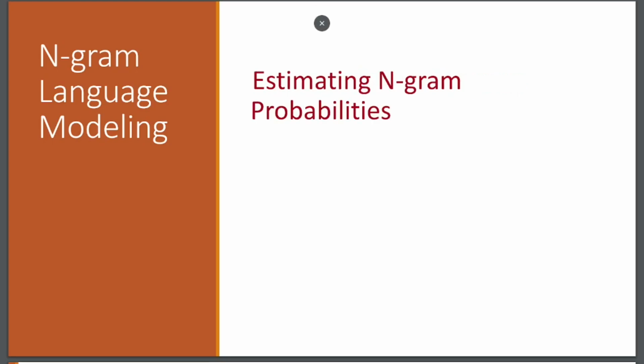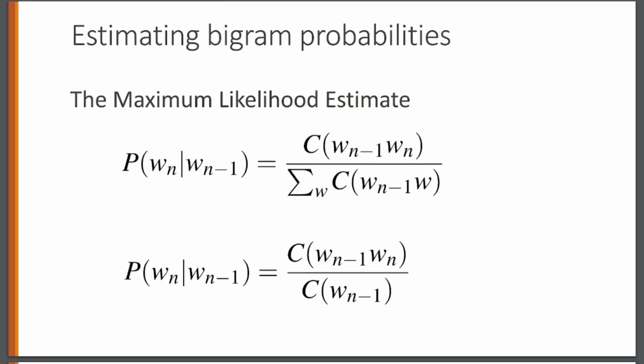Okay, and one seamless edit later, here we are. We're going to get into estimating n-gram probability. So how do we actually start doing this?